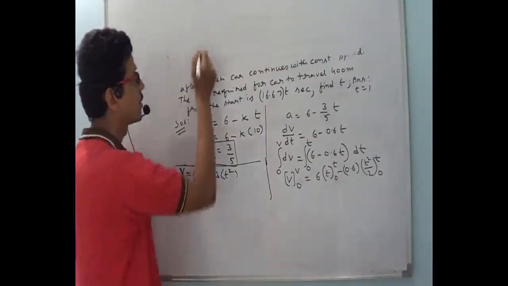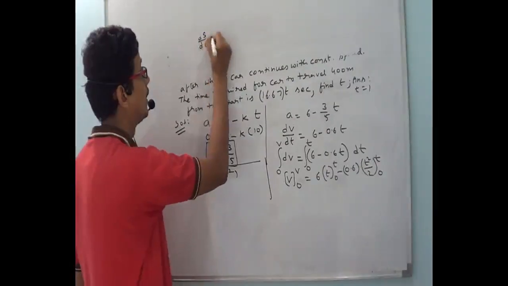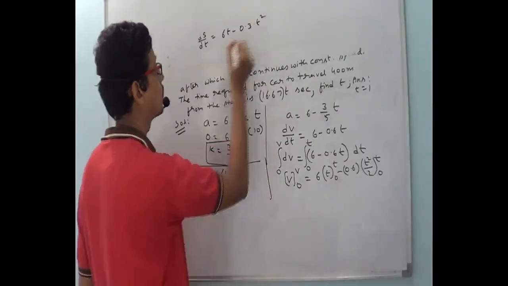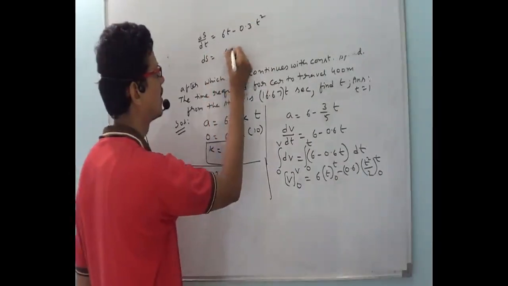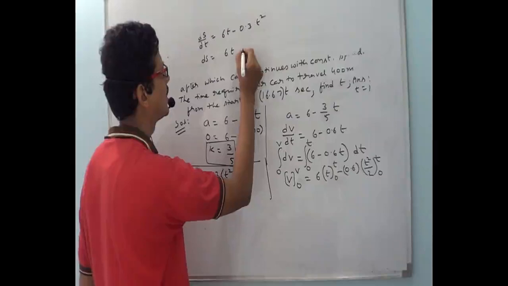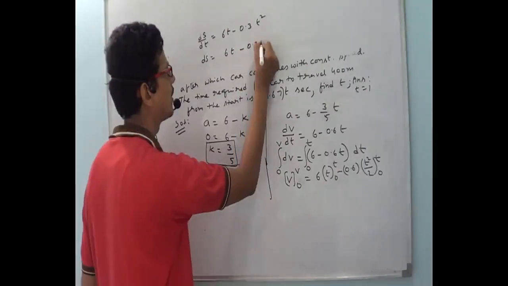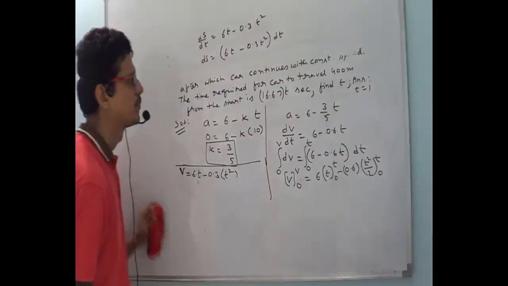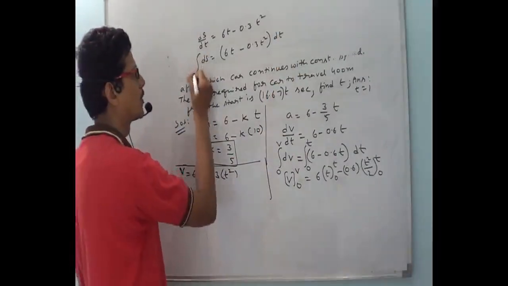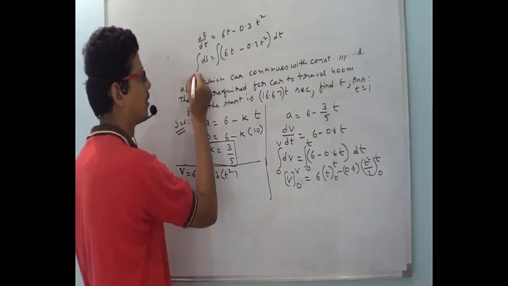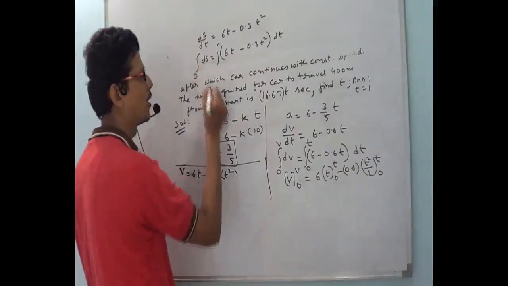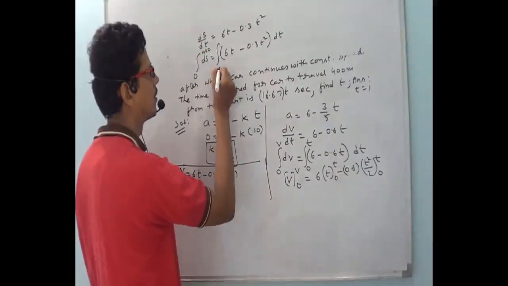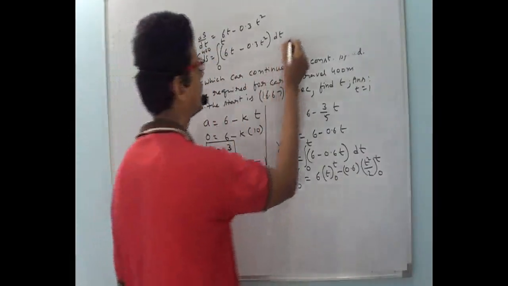I can write v as ds by dt. ds by dt is 6t minus 0.3 t square, and ds is nothing but (6t minus 0.3 t square) dt. So on both sides you have to integrate, from 0 to 400 meters, since it traveled 400 meters. I have to find the time.